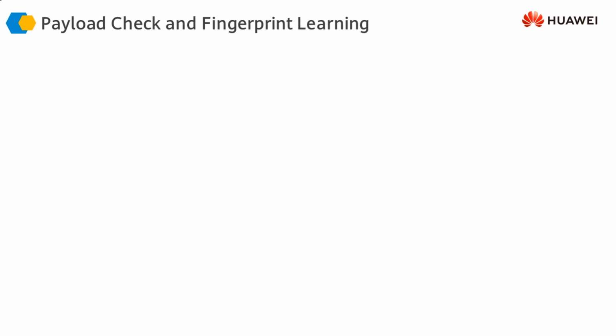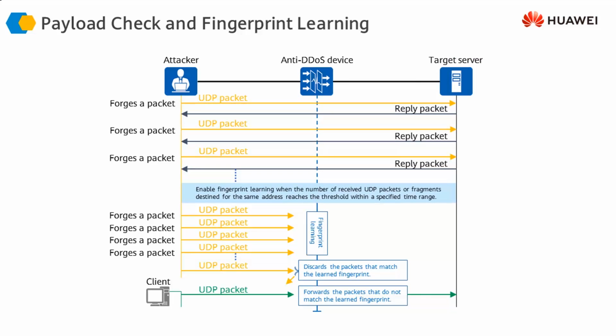In order to protect against these attacks, once again, we can enable the payload check and fingerprint learning, because these UDP fragment attacks are going to contain either invalid data, repeated data, just junk data, or certain specific patterns which are used for attacking the devices. So once again, fingerprint learning and payload check can protect our network against UDP fragment attacks.